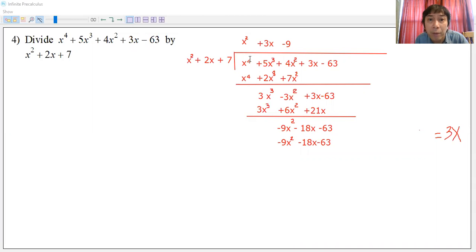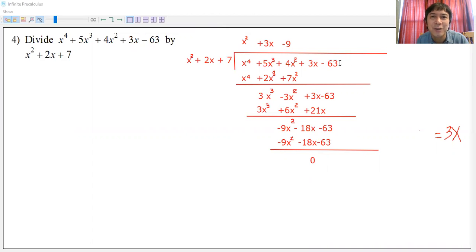And then when we subtract this, we're now back to subtraction. This gives us exactly 0. So we have a 0 here. That's a 0 remainder. This is supposed to be on top, right? Yes. That's it. Our answer is x squared plus 3x minus 9. And we have again a 0 remainder.